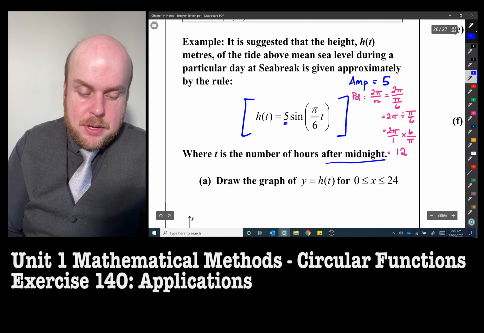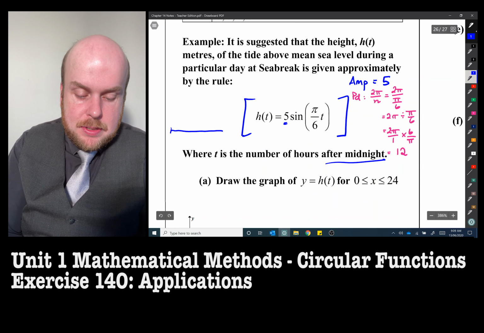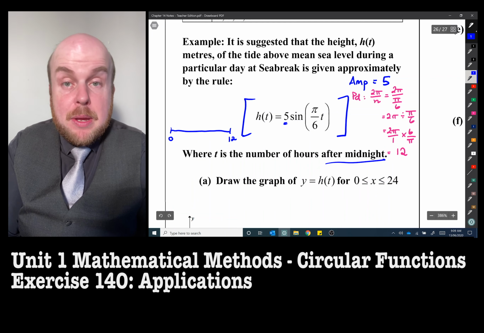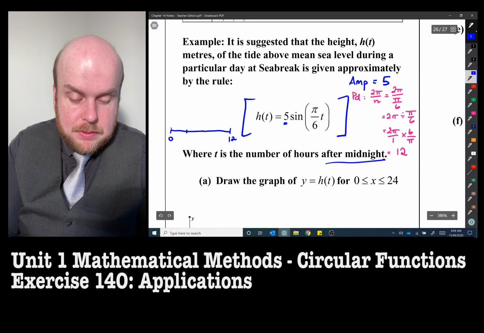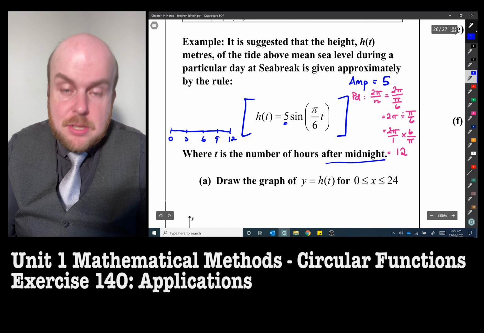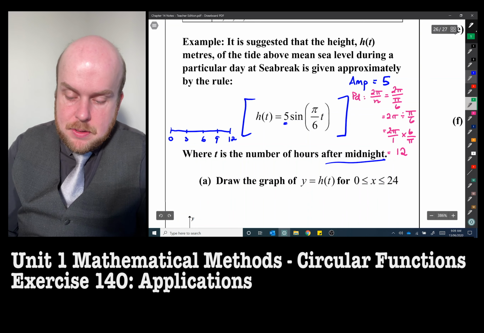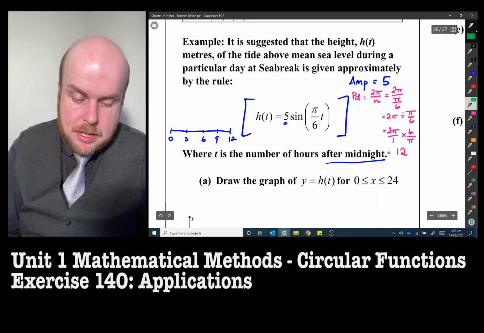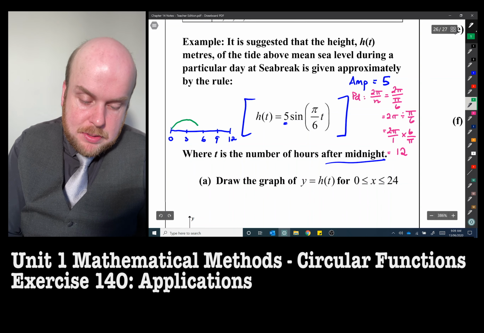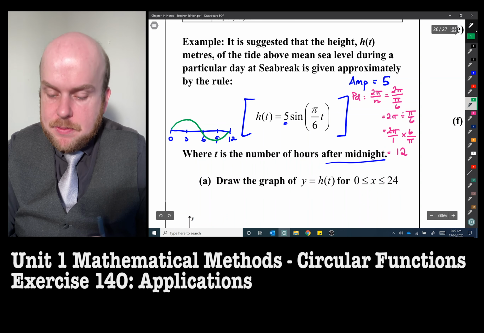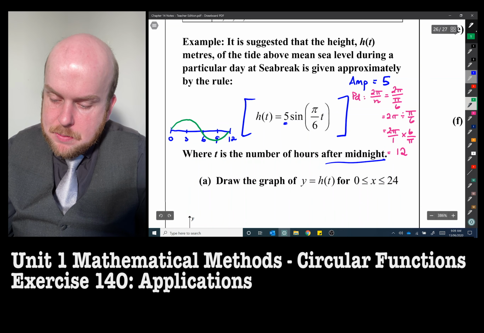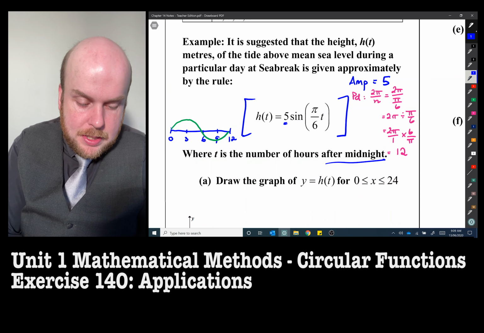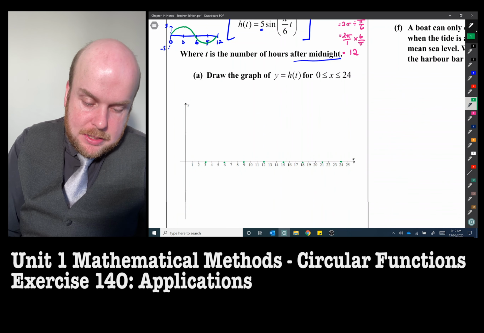So if I was to draw a very rough sketch of this, there's my period of 12. And we can break it up into quarters, which will be 3, 6, and 9. It's not an upside down sine graph, but it is an amplitude of 5. So this is the shape of the graph. It hasn't been moved up anywhere, which is wonderful. So this is 5, and that's negative 5.